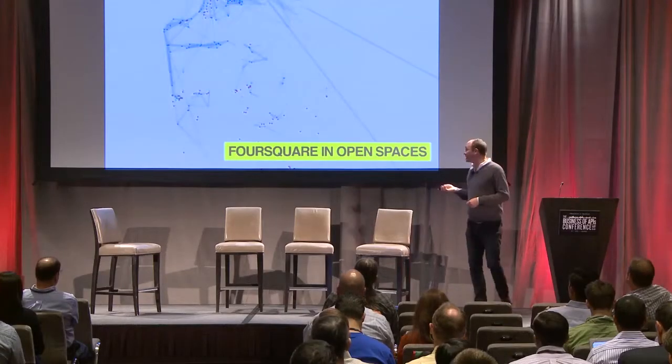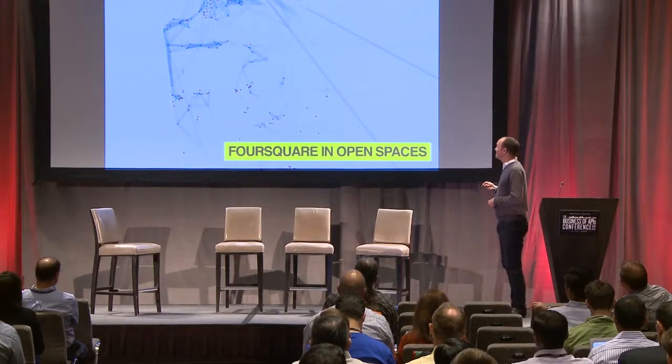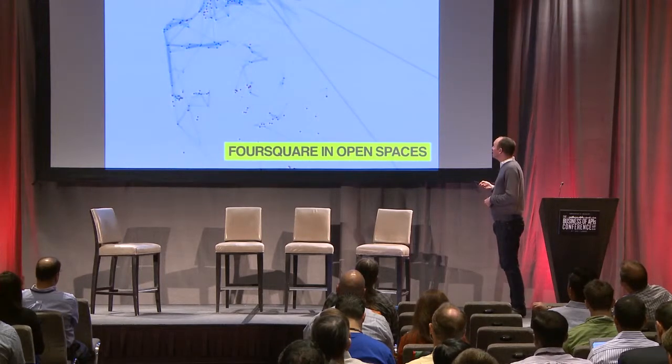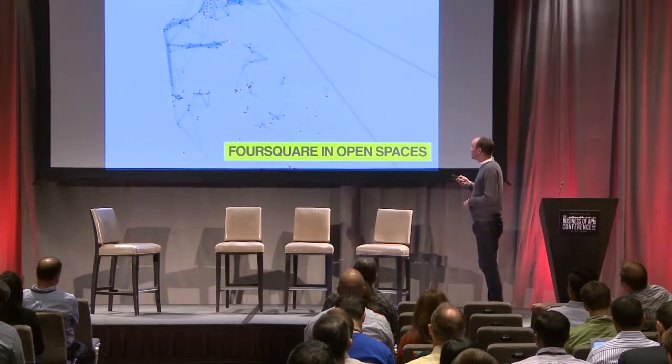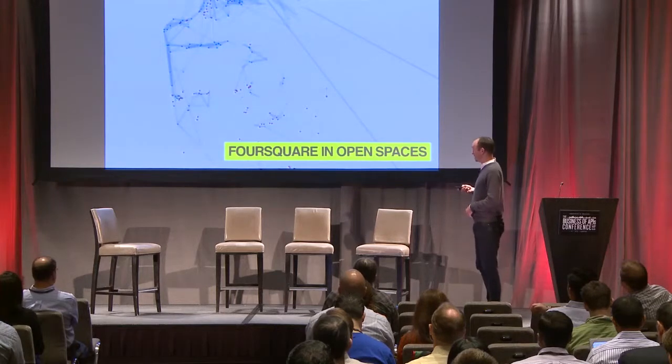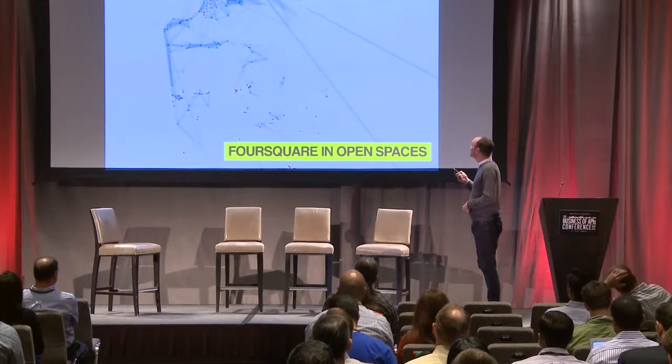So what we've got here, if you recognize the contour of San Francisco, all these little gray lines are all the open spaces in California. It's from a database called CPAD. And then all of the circles are Foursquare venues inside of those parks. So here's Golden Gate Park, there's a bunch of venues in it. Here's the Presidio, a bunch of venues in it.